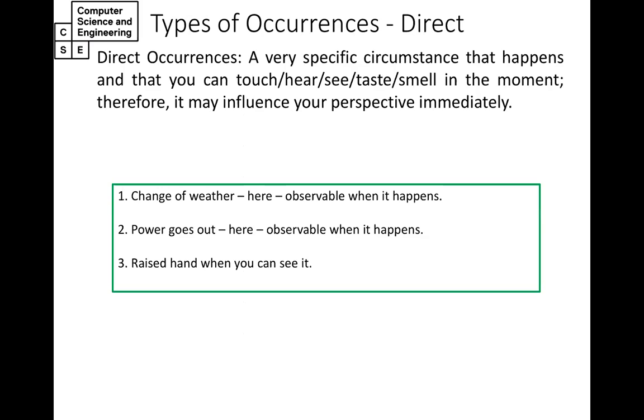So if it were to rain, you could see it or feel it. Or if you were to lose power. If I were to raise my hand and you were looking, that would be a direct occurrence. So right now there's a lot of direct occurrences. The air conditioning is making a sound. Who here knew I was going to say that? Or who here was focusing on the air conditioning sound before I said it? Can you hear it now? Is it really loud? So those are occurrences.